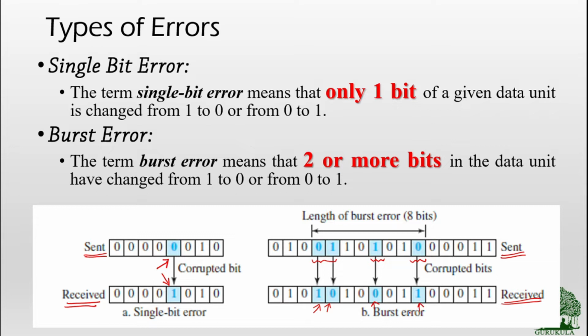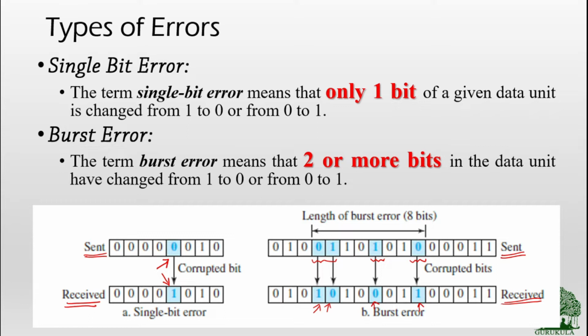So if more bits have been corrupted, then that scenario is what we call burst errors. And in most practical situations on our communication networks, we might experience only burst errors. The reason we always experience burst errors instead of single bit errors is that the time duration of the noise signal will be higher than the time duration of a 1-bit signal.